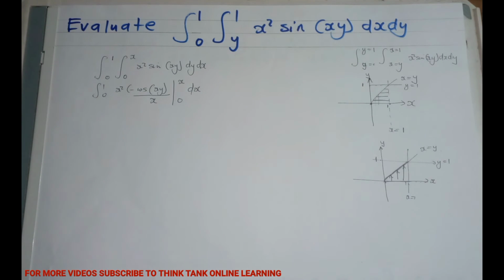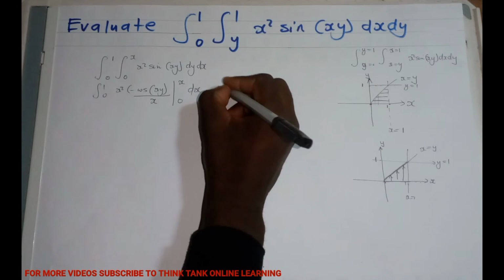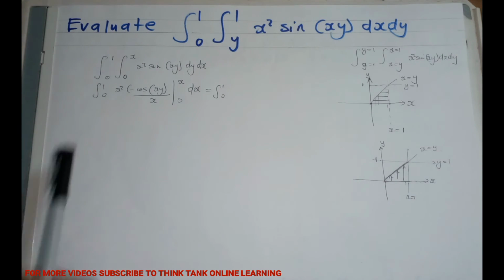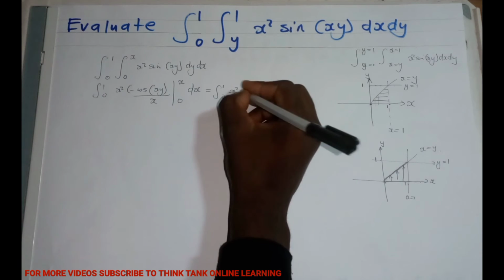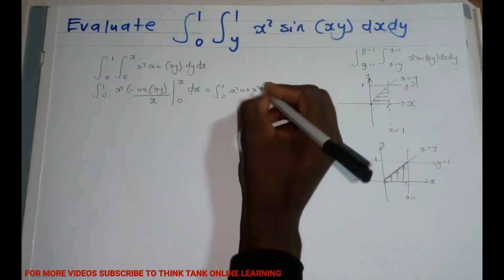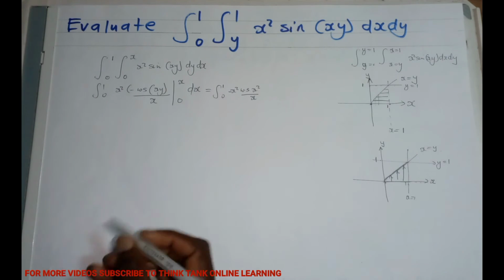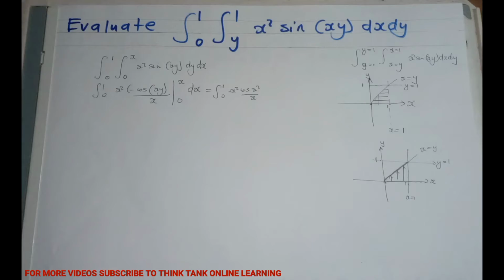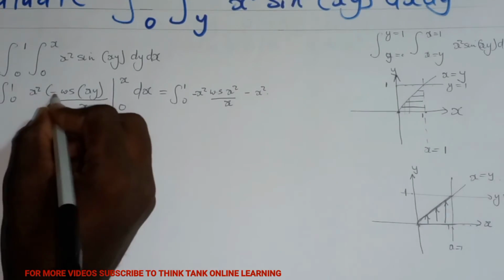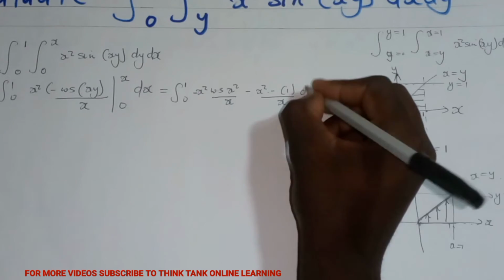Then I'm going to say upper bound minus lower bound, and if you do that, we're going to see that y goes from 0 to x. So I'm going to replace y with x. So it's going to be x squared, this is the negative cos x squared over x, then cos 0. What is cos 0? Cos 0 is 1, because if I put y here, it's going to be 0. Then cos 0 is 1 minus x squared. We have a negative here, negative 1 over x dx.